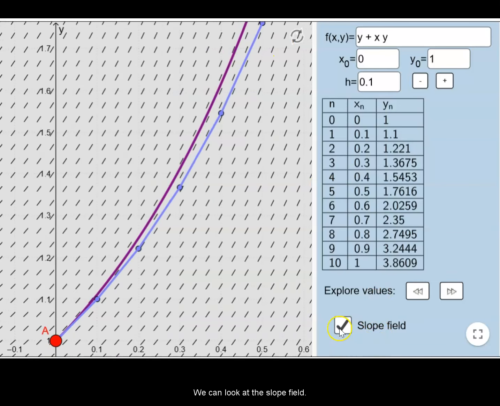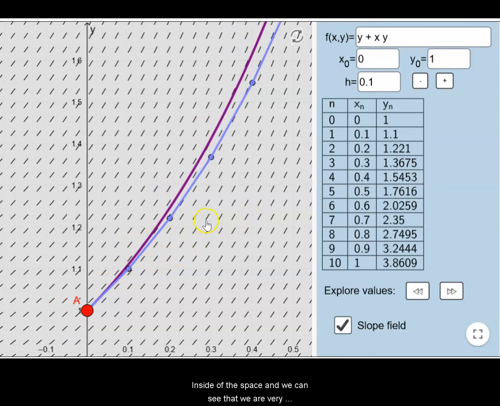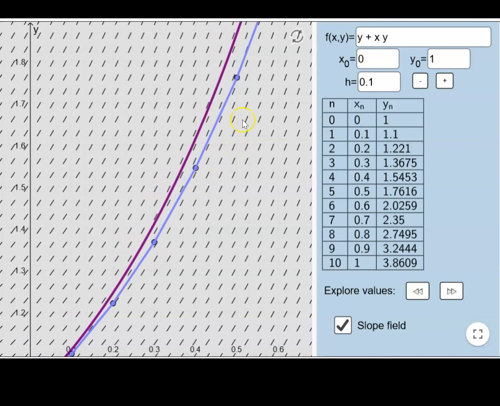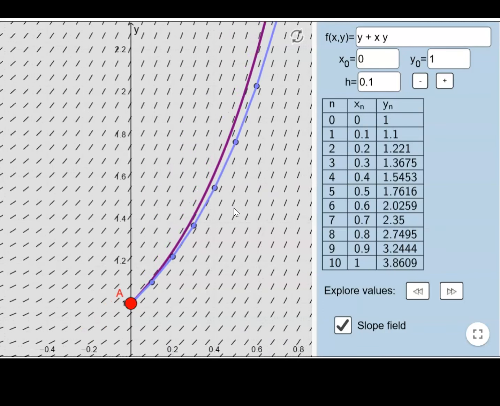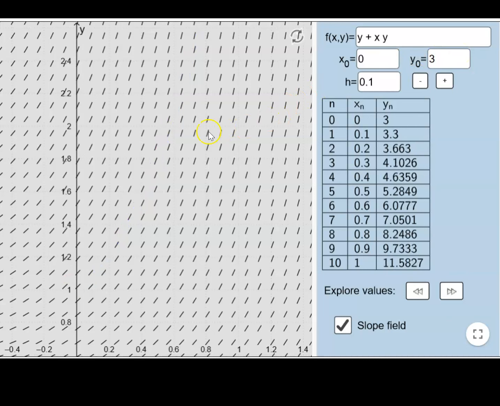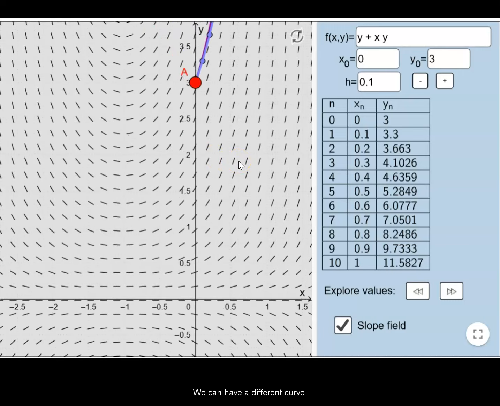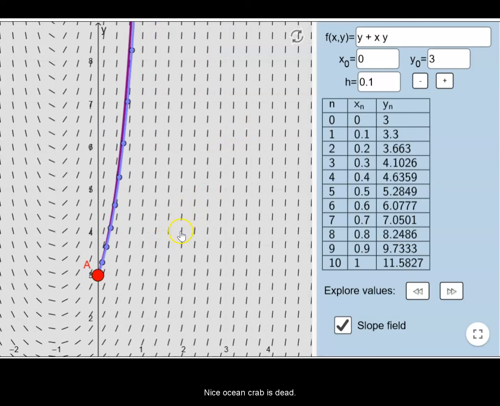We can look at the slope field inside of the space, and we can see that we are very accurate with the slope field. At each point we're looking at the slope. We can zoom out, play around with this a little bit. If we were to look at a different starting point, for instance, I guess I gotta zoom out a little bit, we would have a different curve, because our solution curve is different.